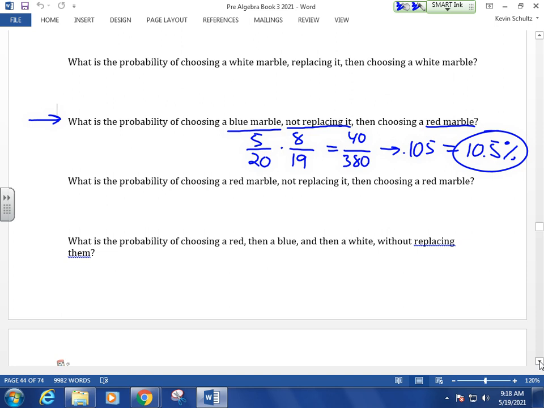If you wanted to round that up to 11%, that would be okay, right? But you wouldn't just put 10%, because at the very least, if you're not going to put the 0.5%, this decimal right here would round up to 0.11 or 11%.